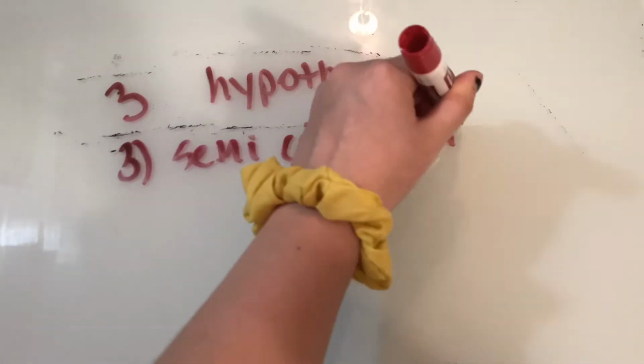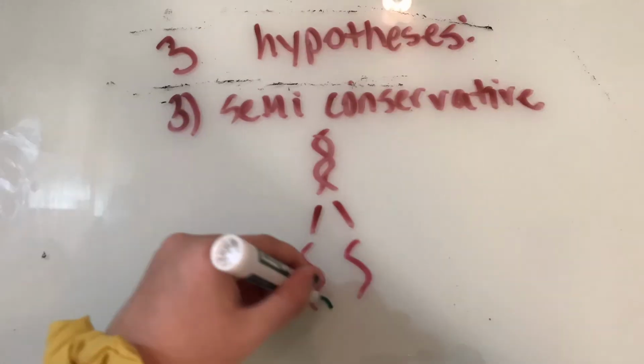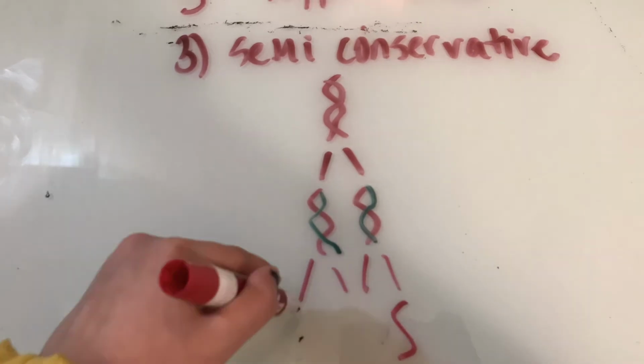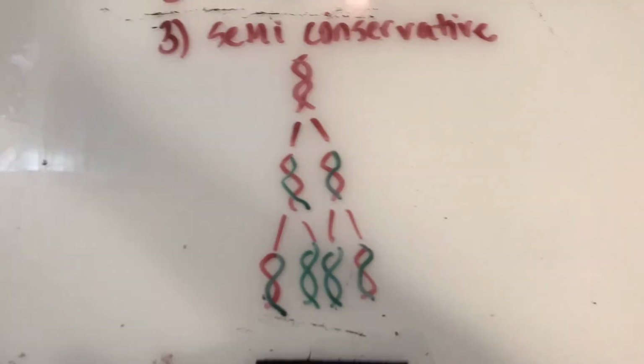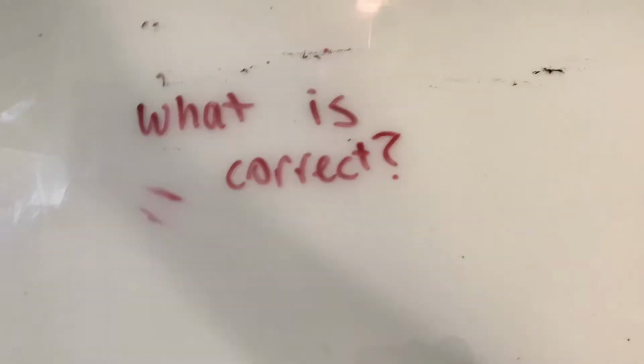In semi-conservative replication, each individual strand acts as a template for a completely new strand. Each DNA has one old and one new strand. After replicating twice, there are two hybrid DNA pieces and two completely new DNA. So which one is right? Meselson and Stahl set out to figure out which replication was correct.